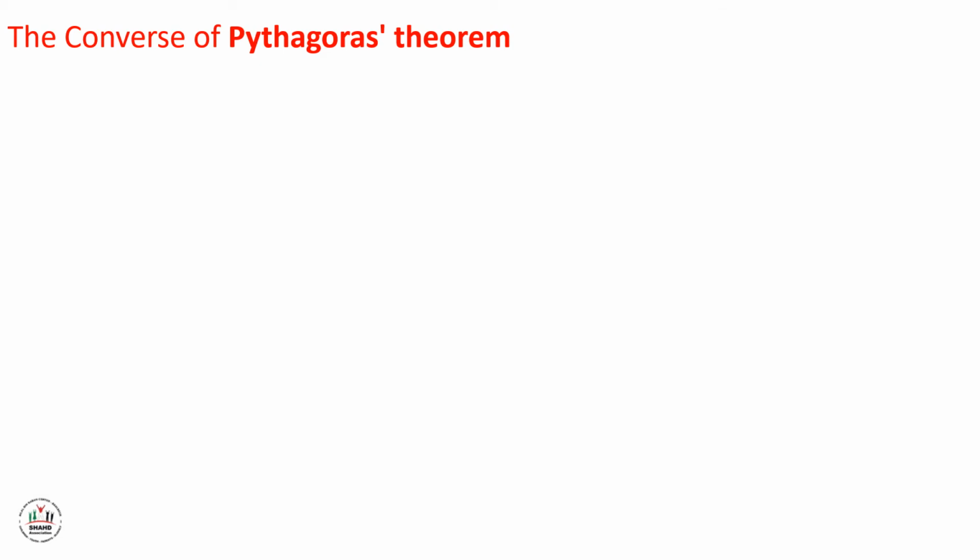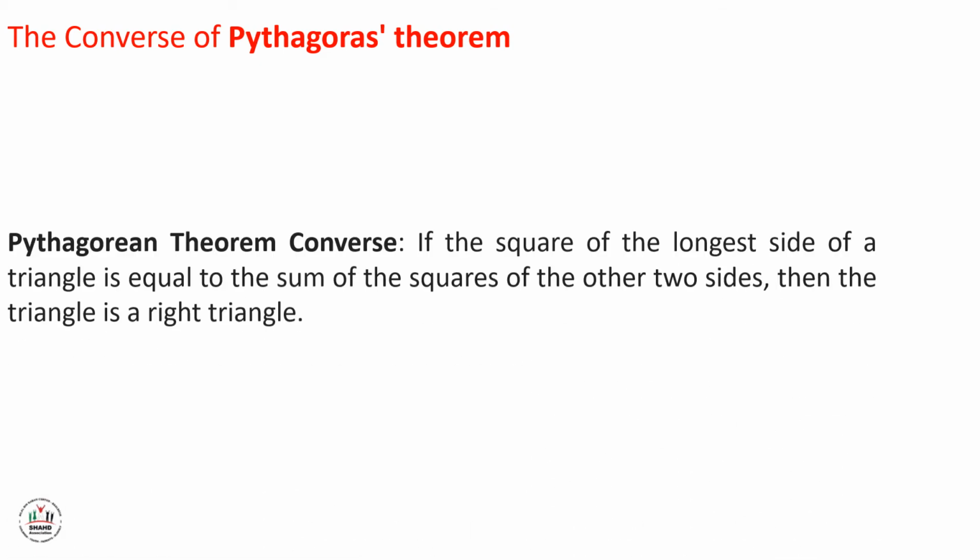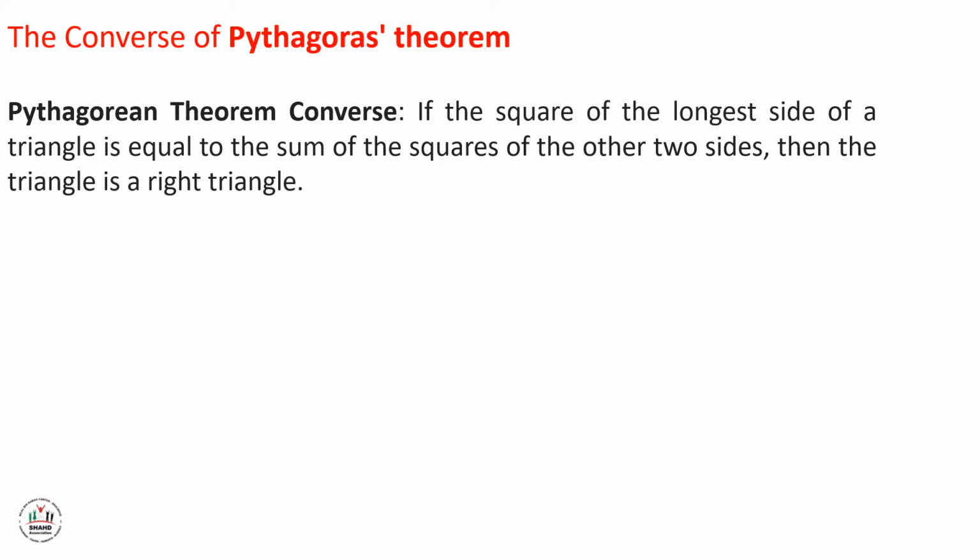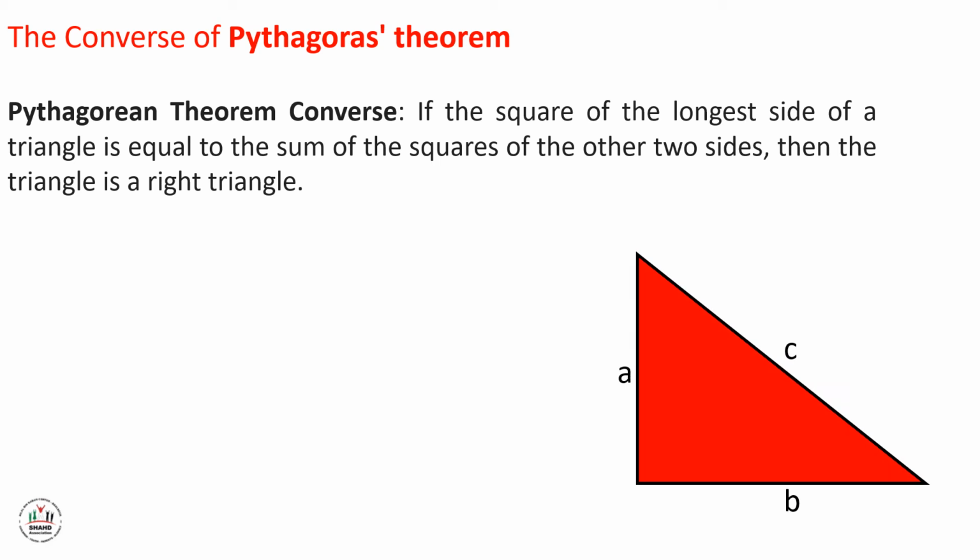Now let's take the converse of Pythagoras theorem. Pythagorean theorem converse states that if the square of the longest side of a triangle is equal to the sum of the squares of the other two sides, then the triangle is a right triangle.